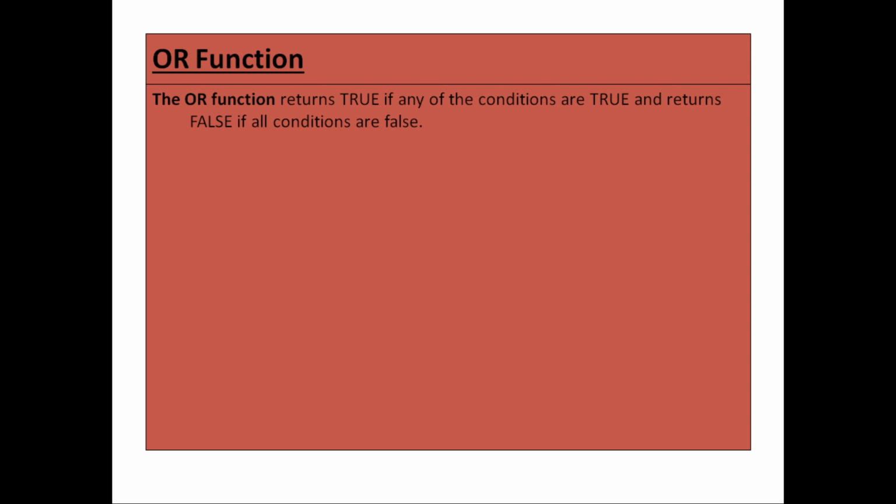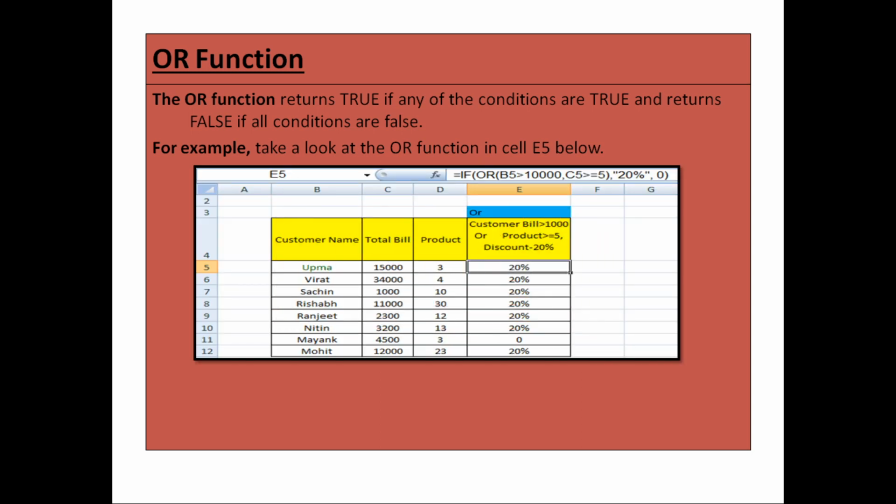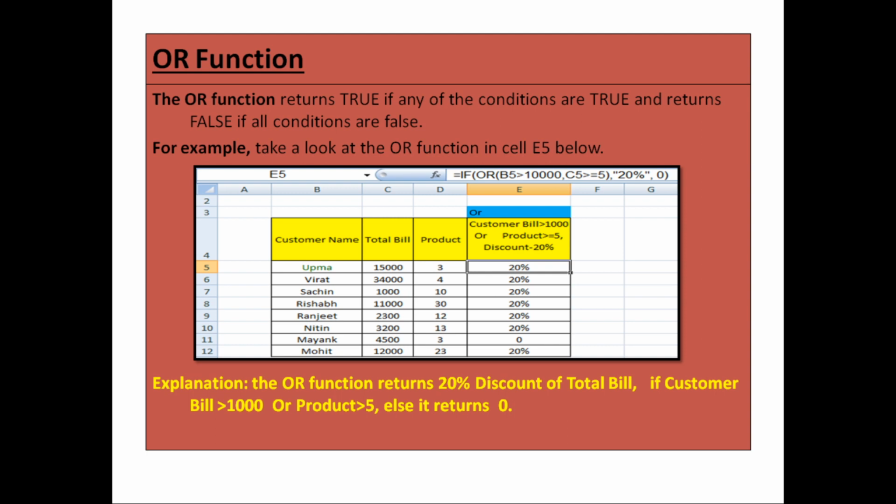OR function. The OR function returns true if any of the conditions are true and returns false if all conditions are false. For example, take a look at the OR function in cell E5 below. Explanation: the OR function returns a 20% discount of the total bill if the customer bill is 1,000 or the product is 5, else it returns 0.